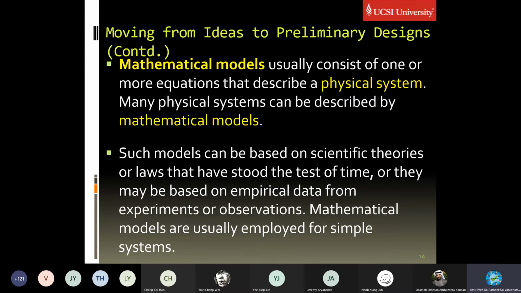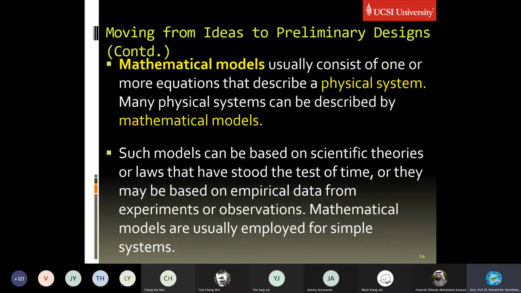Like this, you have to develop your ideas into a proper design. So start with a mathematical model. You can just use the equation to solve or design, and such models can be based on scientific theories or laws that have stood the test of time. They are already proven by Pascal or Einstein or Newton or Coulomb, simple ones. All these people have already done it. Newton has already done it.